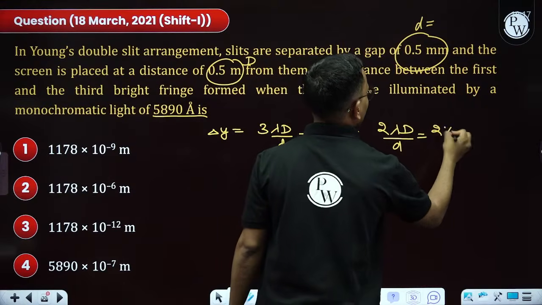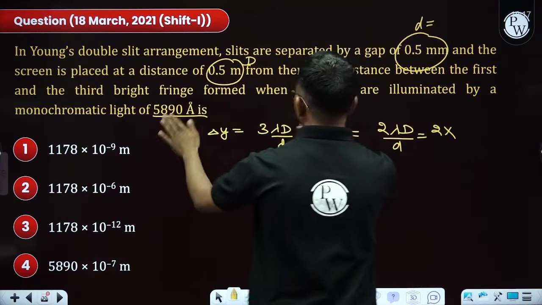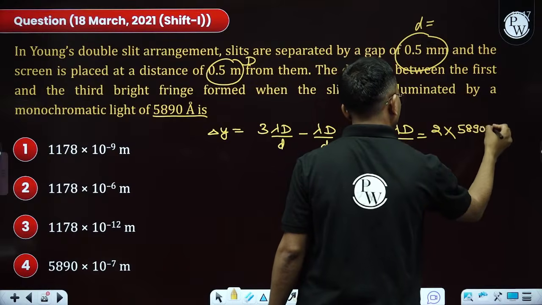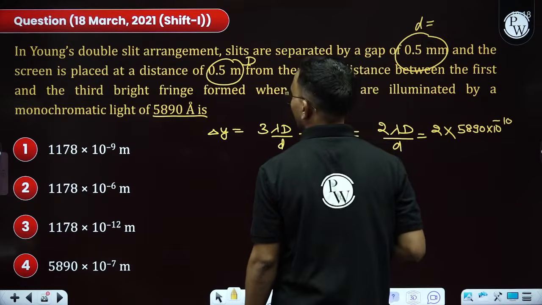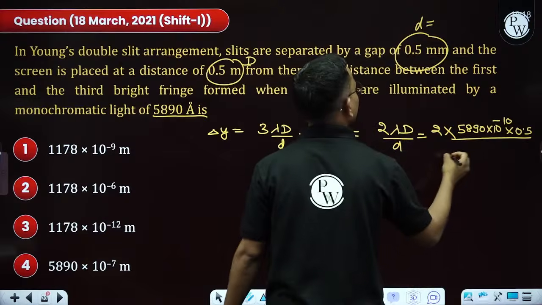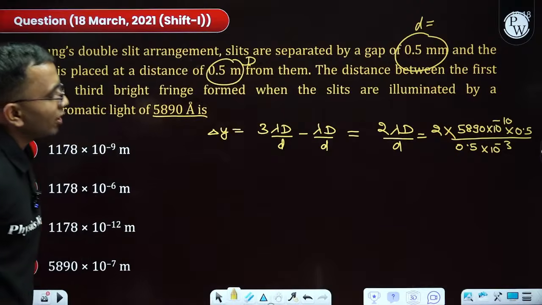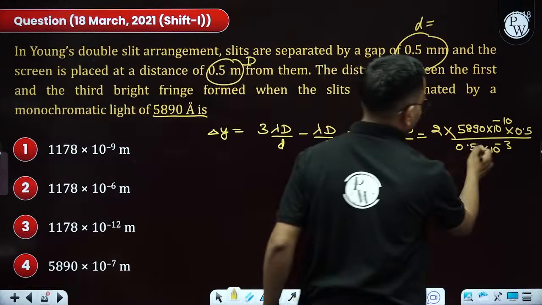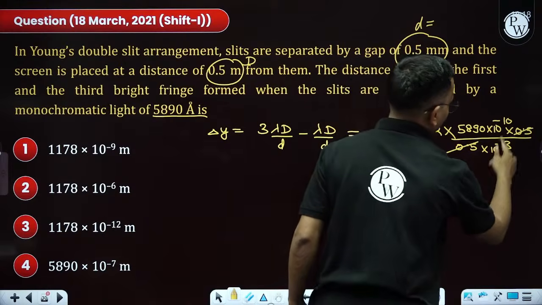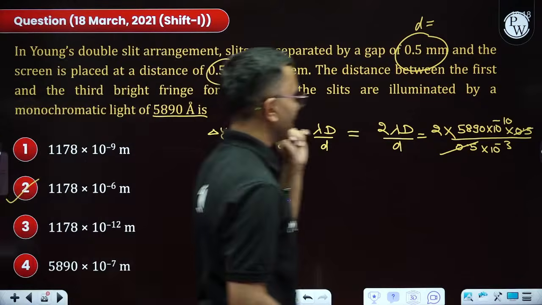Now put the values. 2 into, what is lambda? Okay, 5890, 5890 into 10 to the power minus 10. What is capital D? 0.5, 0.5 divided by small d, which is 0.5 mm. Like this. How much will be the 10 to the power then? This will get cancelled. This will be 10 to the power minus 7, or I can say 10 to the power minus 6 into 1178.